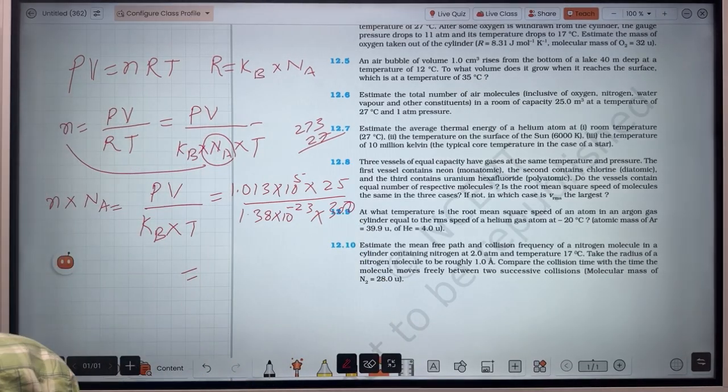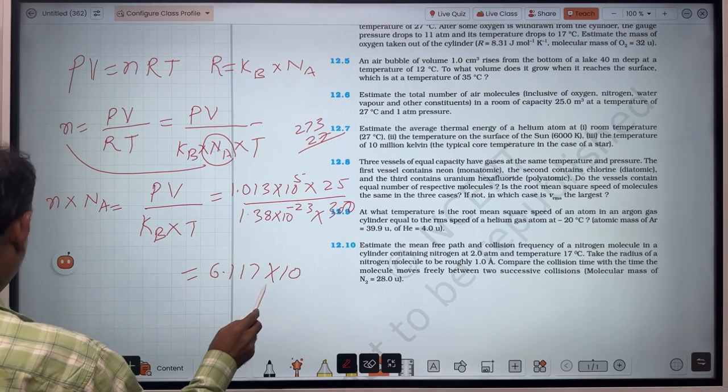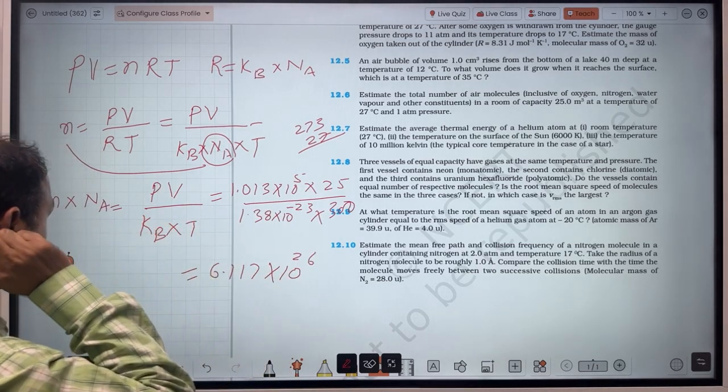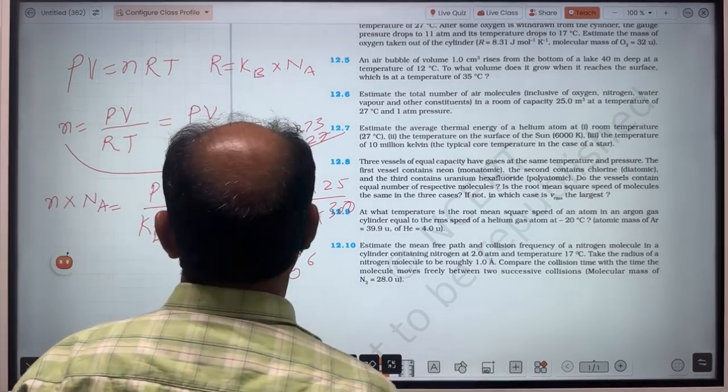We can evaluate it, and this will come out to be 6.117 into 10 to the power 26. I think you can easily do it.